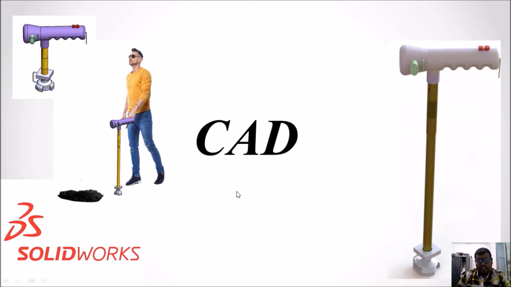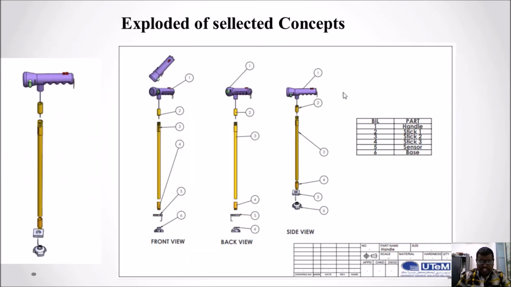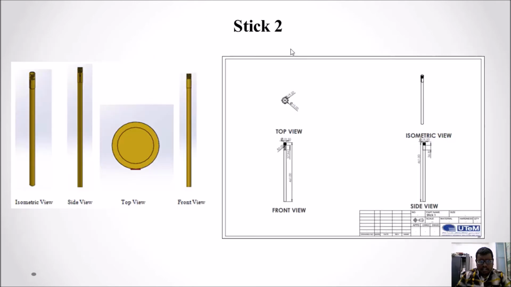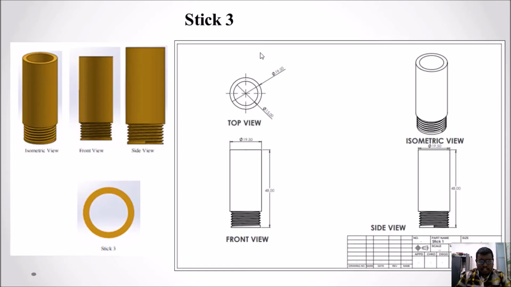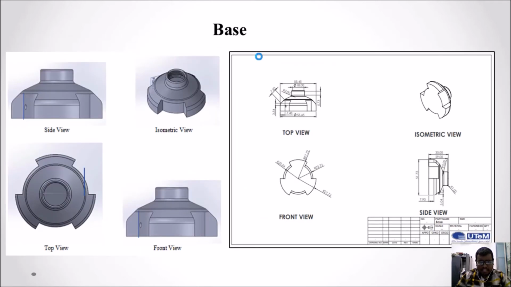A very good day. My name is Vikneswaran and I will present to you the CAD of this project. The software that we use in this project is SolidWorks, to build and develop the idea of this concept. Okay, this is the selected concept that we have chosen to develop, and this is the assembly, which consists of 6 parts altogether. And this is the exploded view of the selected concept. First is the handle, second is stick 1, stick 2, and stick 3. And this is the sensor, and lastly the base.